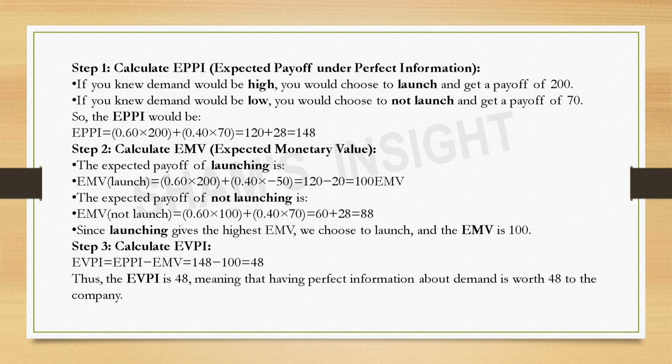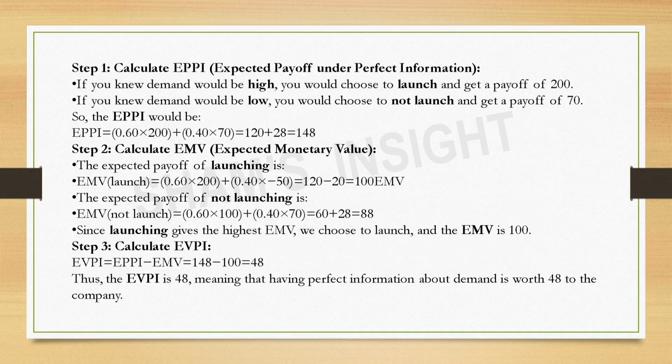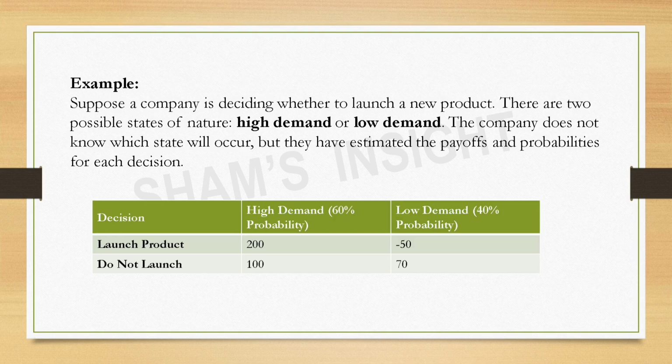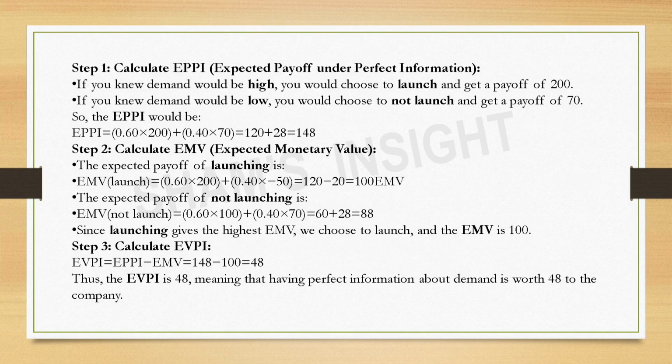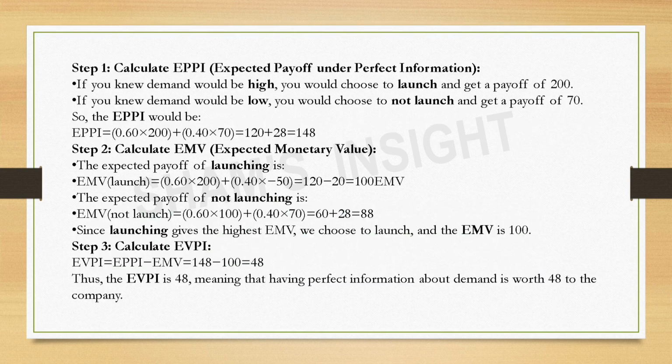Now let's calculate EPPI for this. If you know the demand is high, you would choose to launch and get a payoff of 200, because among these the greatest one is 200. And if you know the demand is low, you would choose not to launch and get a payoff of 70, the biggest value. Now, what we have to do is multiply the probability with this number in both cases and then sum up. So 0.60 multiplied by 200 plus 0.40 multiplied by 70, this gives 120 plus 28, that is 148, our EPPI value.